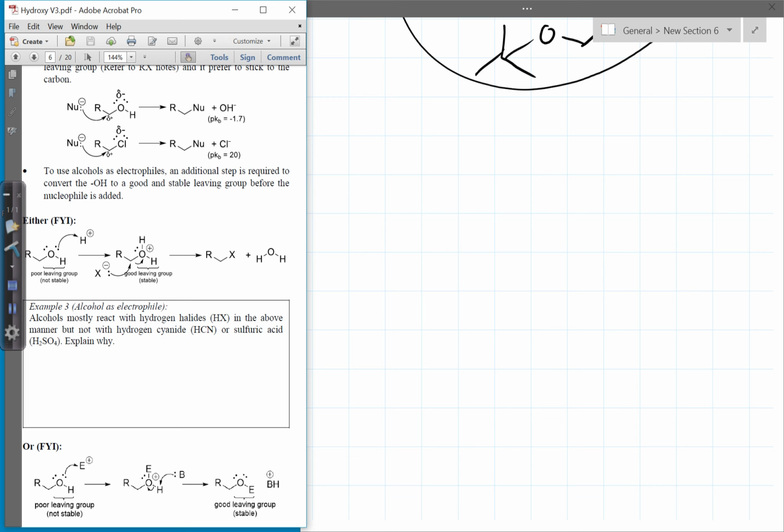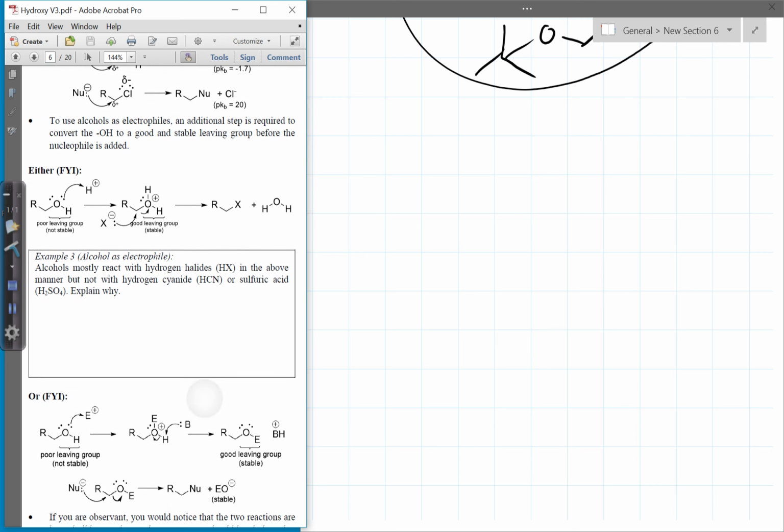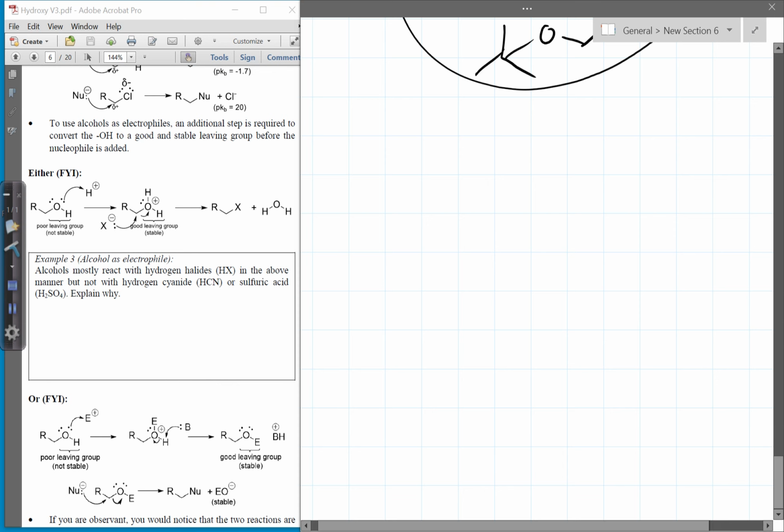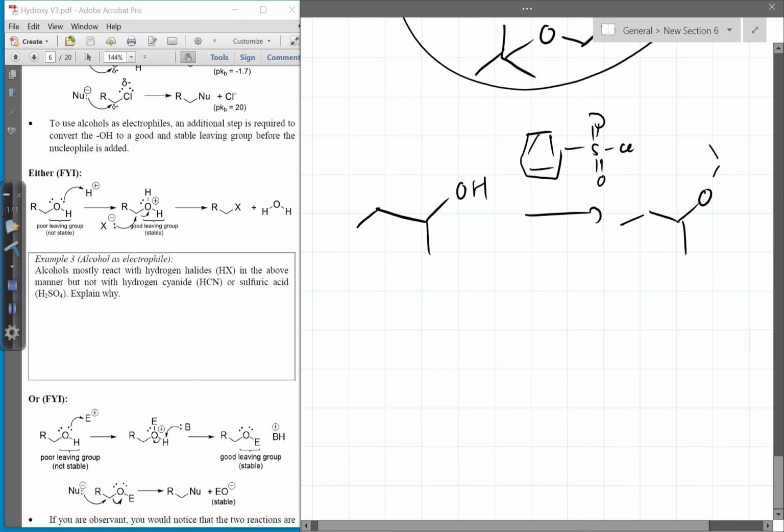Nothing will occur. So in order to use alcohols as electrophiles, an additional step is required to convert the OH into a good and stable leaving group before the nucleophile is added, right? Remember last time we talked about this example whereby we throw in this species, this ring, correct, with the sulfur group to convert this to this group, right, this aromatic ring, before we introduce the CN minus, correct? That and then I ask you to compare these with this. Remember that question?